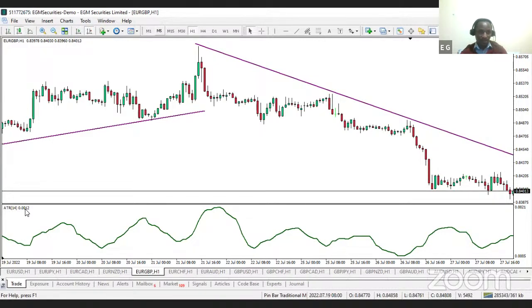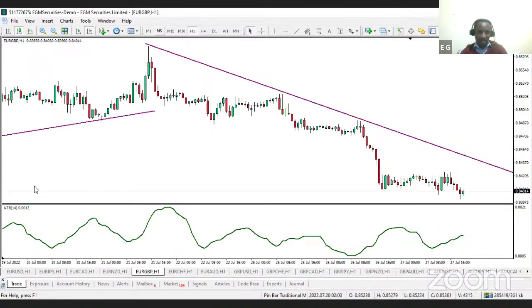It's written as 0.0012. The normal way you'd calculate pips is the same way that you'd read ATR. So the fact that it's reading 0.0012 basically means that the average true range of this pair at this point in time is 12 pips.